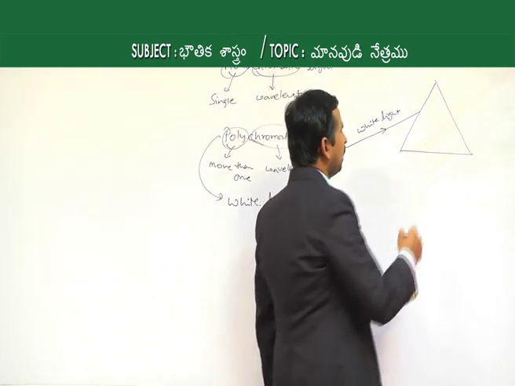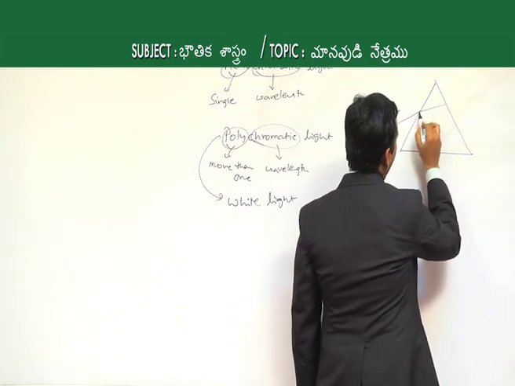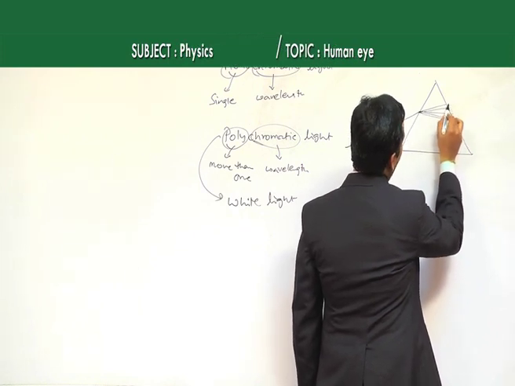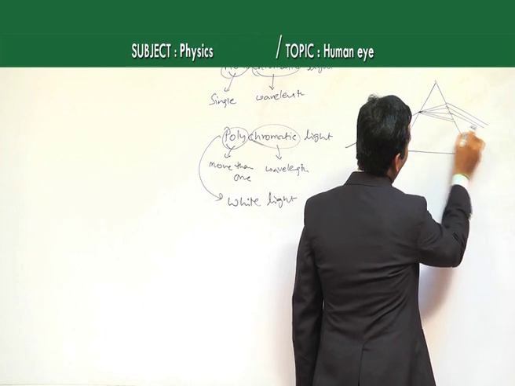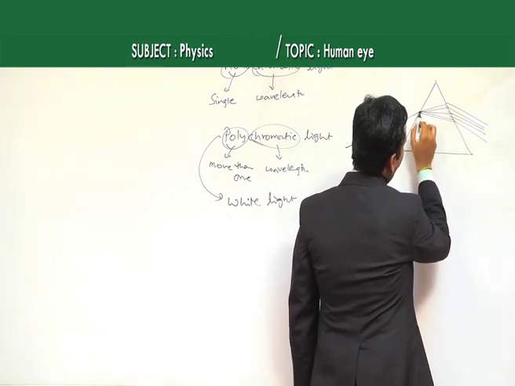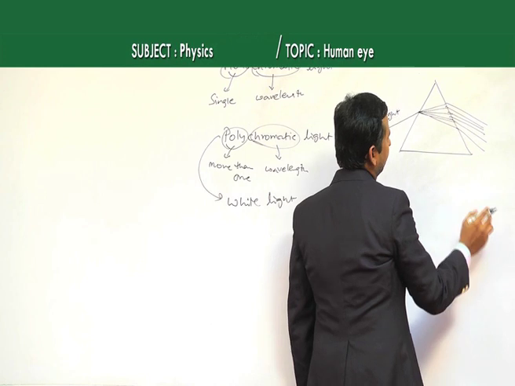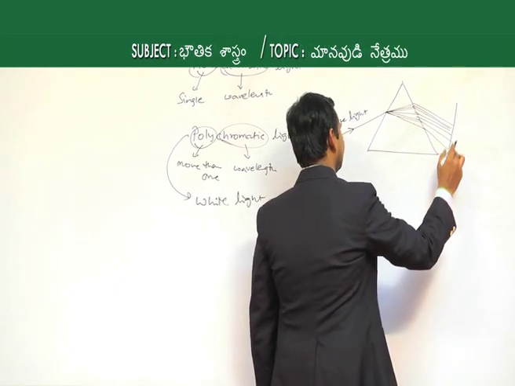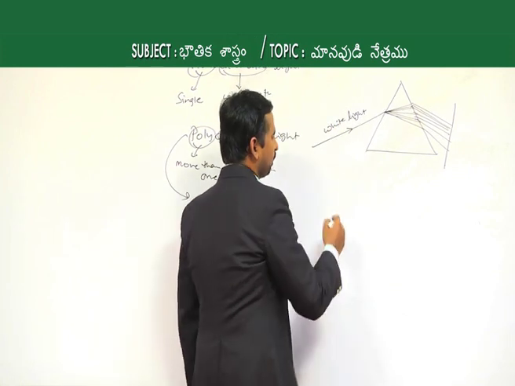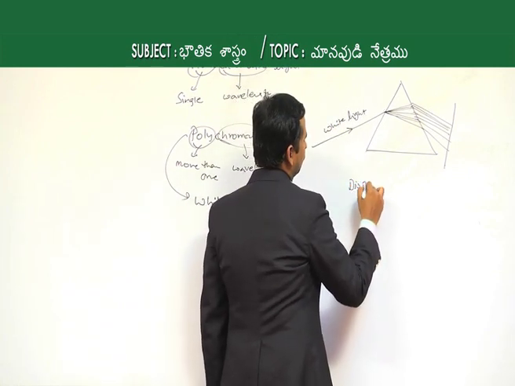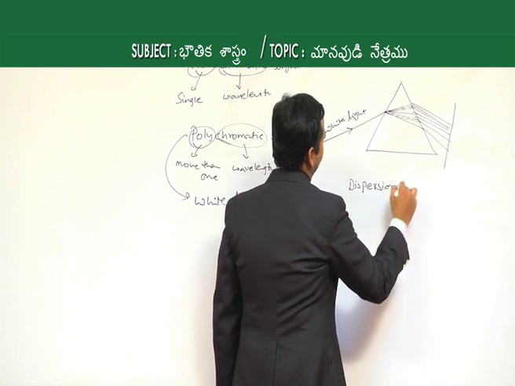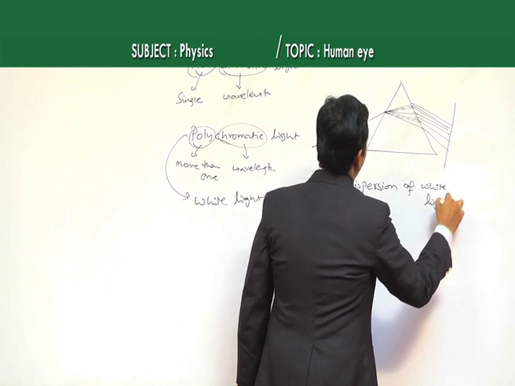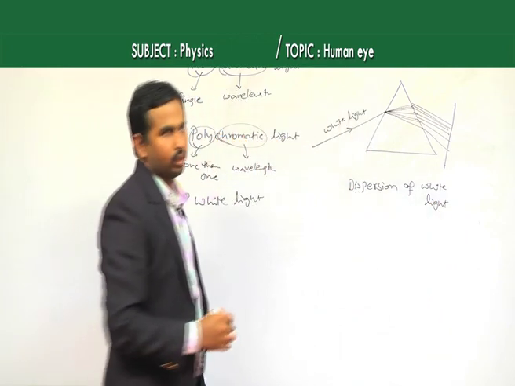So the light rays no longer go in the same line; all of them take their own path. This we call splitting. The splitting of white light into 7 different colors, that we call the dispersion phenomenon, dispersion of light or dispersion of white light.